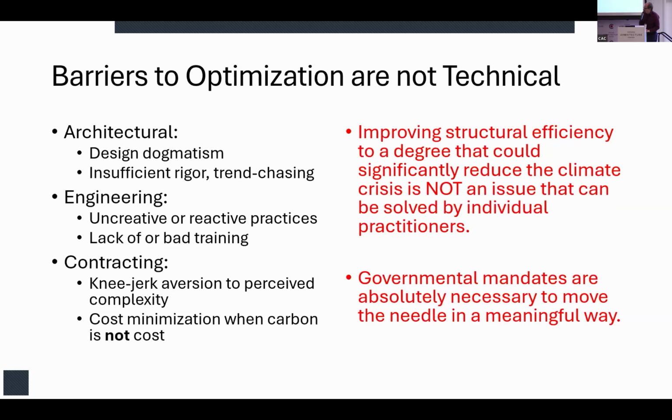All of that is dwarfed by the contracting problem. Carbon is not cost. Cost tends to rule everything. I really hate being told at conferences, and I've heard it a lot at this point in my career, that you, the entrepreneurial practitioner, are going to go out and convince clients to save carbon. That will work in maybe 5% of cases, if you're lucky, with the right clients. There needs to be a mandate that prices carbon at real cost.